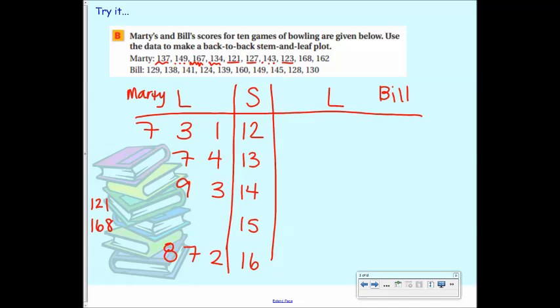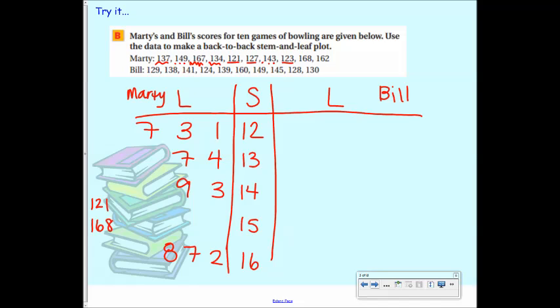So right now, right away, we can tell that Marty has how many high scores? He's got 3 pretty high scores, right? If we keep in mind that 168 is the highest, then we already know Marty definitely has at least the highest score. Okay, Bill might also tie him, but that's what Marty is. Okay, so how do we do Bill then?